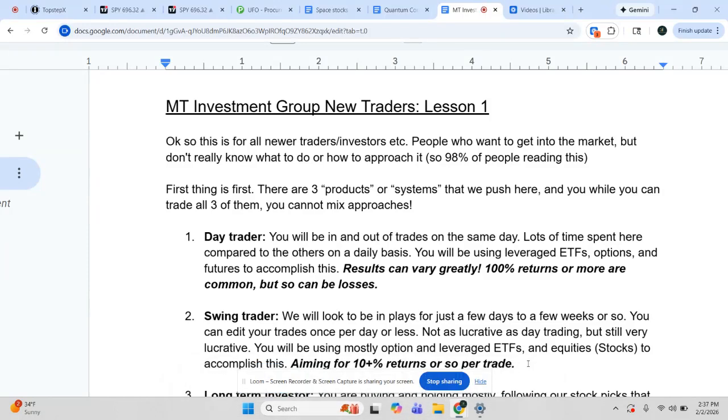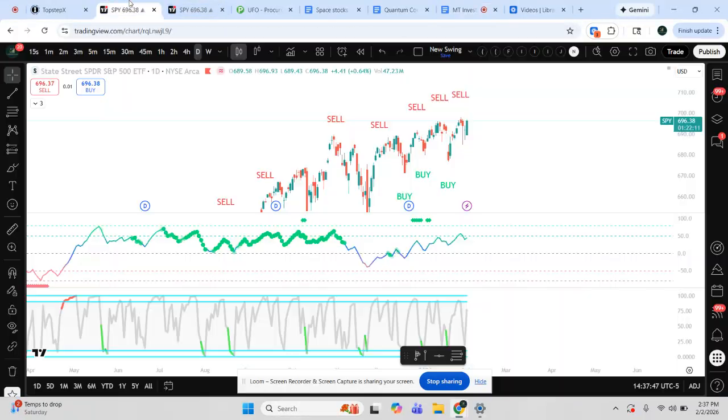So swing trader, you're going to be looking for plays for just a few days to a few weeks or so. You can edit your trades once per day or less. If we get an alert on Monday with my swing trading system, you can still enter on Tuesday and be good. On Monday night you got a signal, and I'm going to link the alerts this way as well. But Monday, you get a signal, you can still enter on Tuesday. It's not too late to enter on Tuesday. And I'll show you what I mean by this when I go to my swing trading setup.